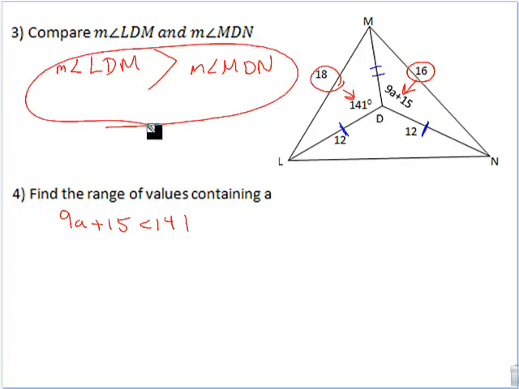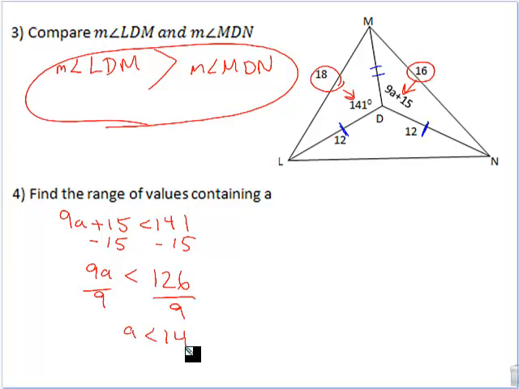Okay, so now we have to solve this to find our values that a can be. So what would we do to solve? Yep, subtract 15. So 9a is less than 126. Divide by 9. So a has to be less than 14.